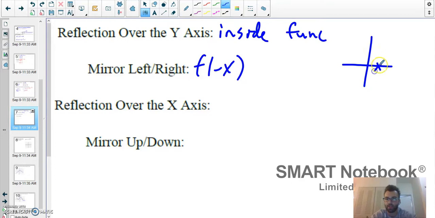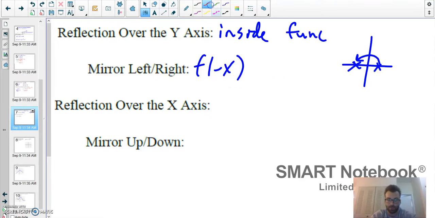So that means I'm taking some x value and reflecting it and going the opposite of that value, making it negative or making it positive. Okay, so let's say one of my points is 2, 0. Well, I want to take the opposite. I want to reflect it over my y-axis. Well, now it's negative 2, 0.